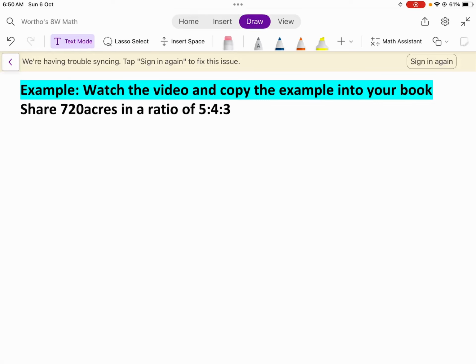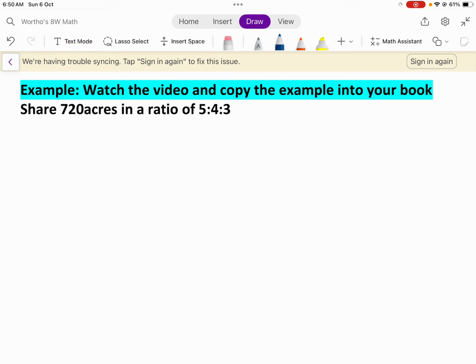In this question, we want to share 720 acres into a ratio of 5:4:3. So that means there might be three different people and they're going to get a share of the land. We do this the same way as we share a ratio into two parts.